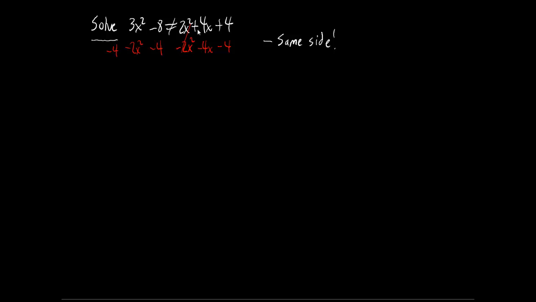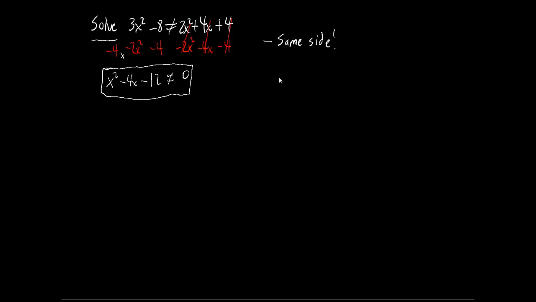On the right, everything will cancel out, and that should leave us with 0 on the right, like this. And now we'll just add our like terms on the left. 3x squared minus 2x squared gives us x squared. Then we have minus 4x. Forgot to write it the first time, I'll just fix it there. And then negative 8 minus 4 gives us negative 12. So this is a lot more manageable than what we started with. We'll go ahead and box it in.